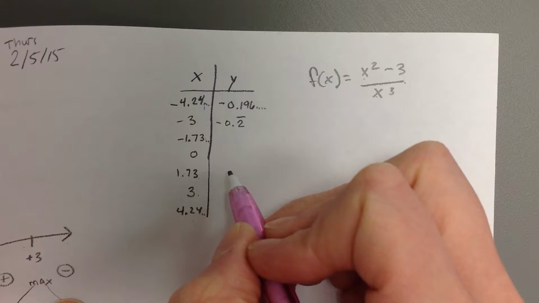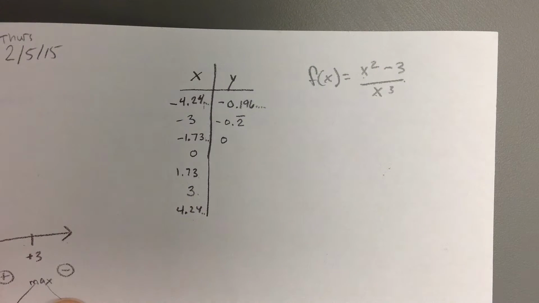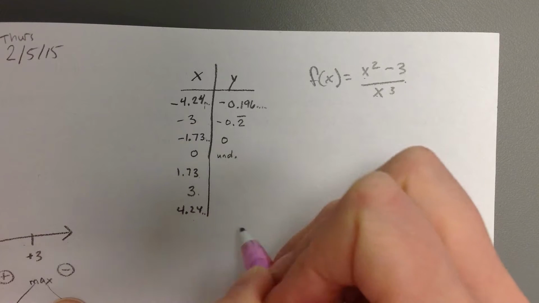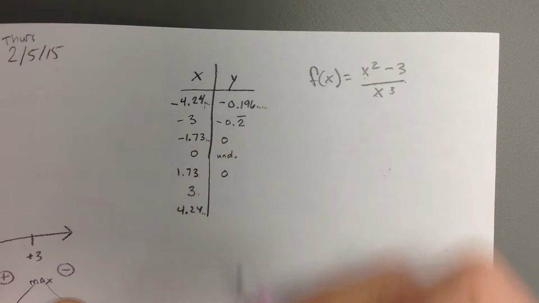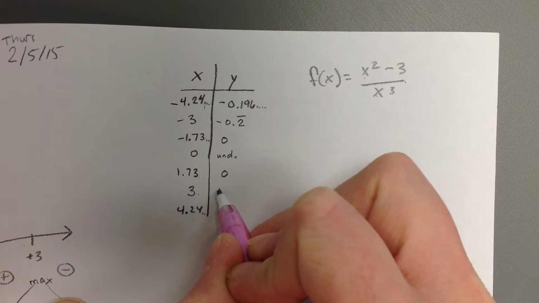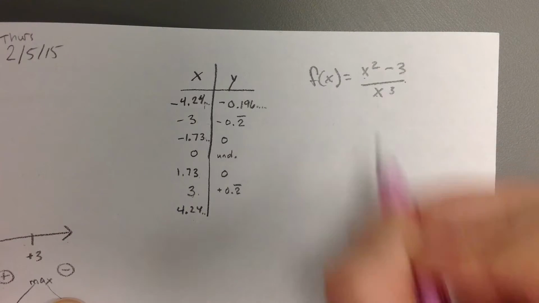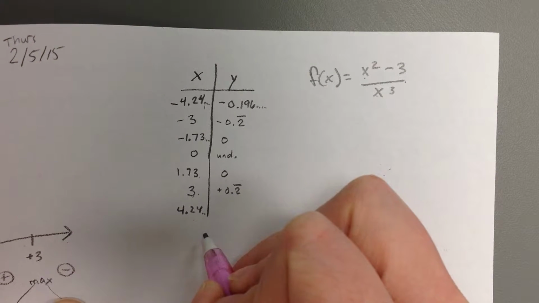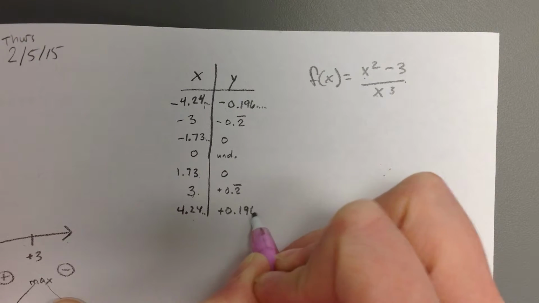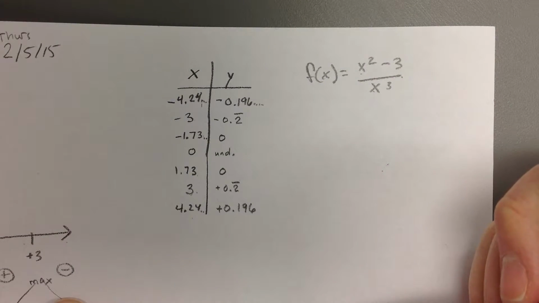For negative 1.73, because we forced it to be this way, we're going to get 0. At x equals 0, we get undefined. And then these just repeat a little bit. We have another x-intercept at 1.73. At 3, we're going to be at positive 0.2 repeating, if we just took 3 and plugged it in here. And at 4.24, another inflection point, we have a point at 0.196, positive this time. So these are our important numbers.